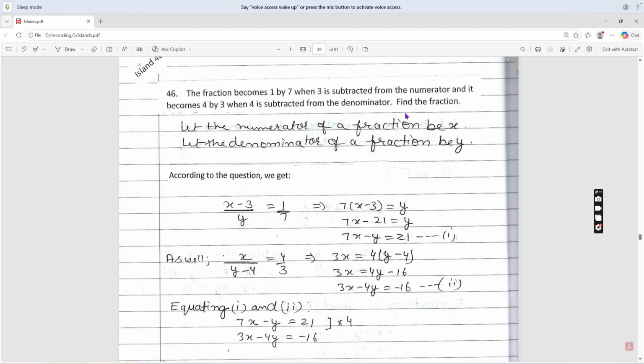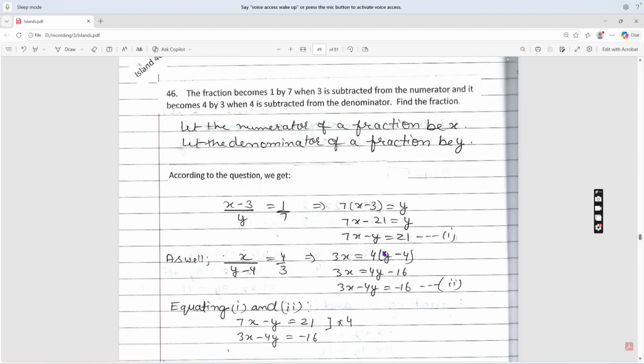And next, just see. This time the question is silent about the numerator. And when 4 is subtracted from the denominator, so what about the numerator? It is going to be copy paste same, means original. So x upon y minus 4, because 4 is subtracted from the denominator and nothing is going to be changed in the numerator, because the question is silent about the new value of the numerator. And when the question is silent about the new value of the numerator, then we have to retain the value, that is equal to x. And the fraction becomes 4 by 3, which is mentioned here.